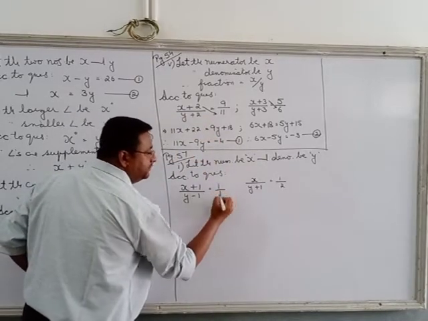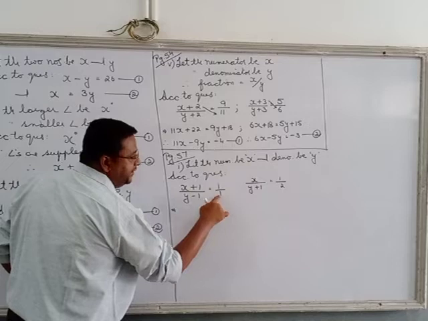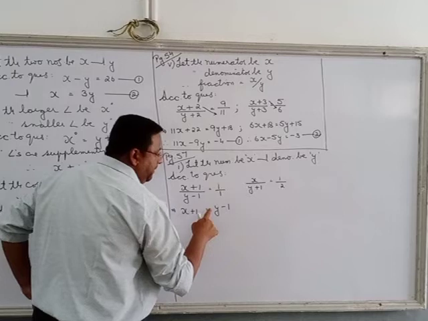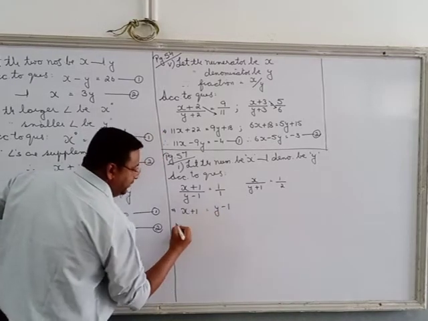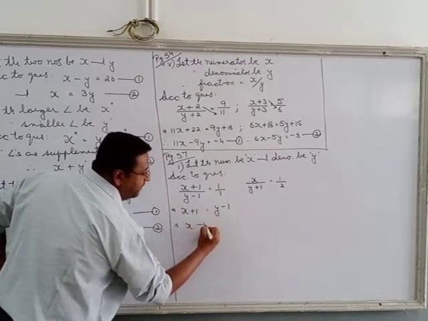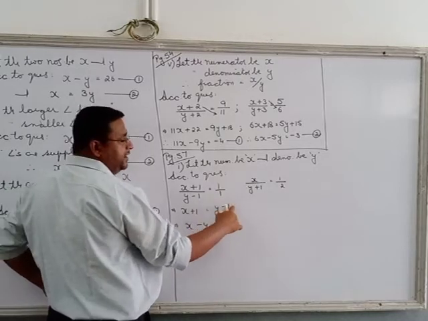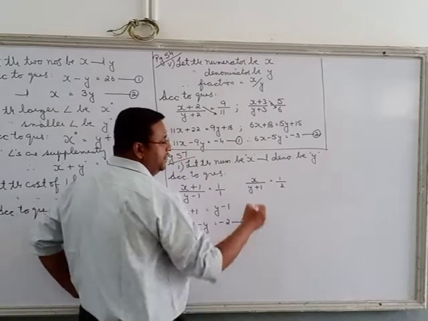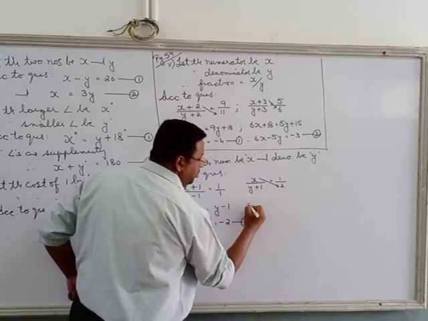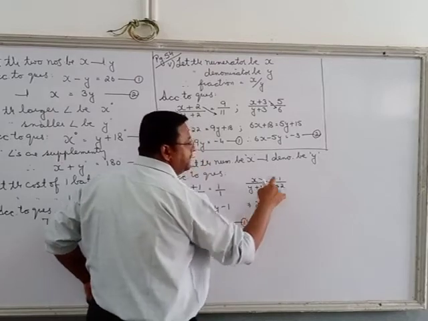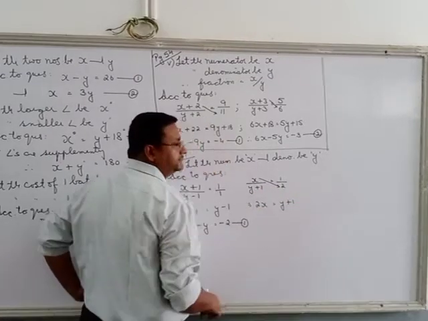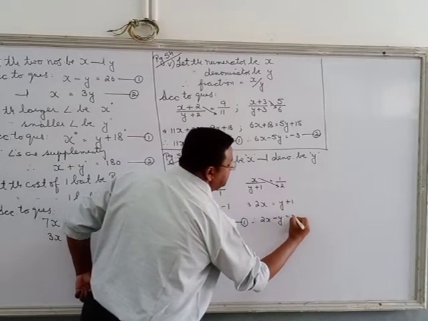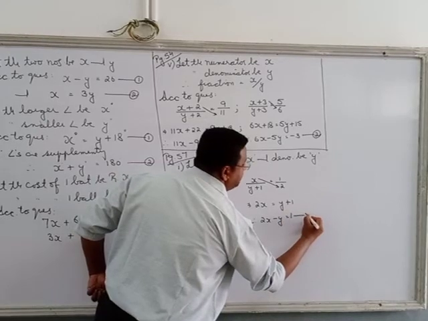This is 1 upon 1. Again cross multiply. (x plus 1) into 1 is x plus 1, (y minus 1) into 1 is y minus 1. Bring y over here and 1 over here, so x minus y equals minus 1 minus 1, which is minus 2. Equation number first. Here x into 2, 2x equals (y plus 1) into 1, y plus 1. Minus y comes over, so 2x minus y equals 1. Equation number second.